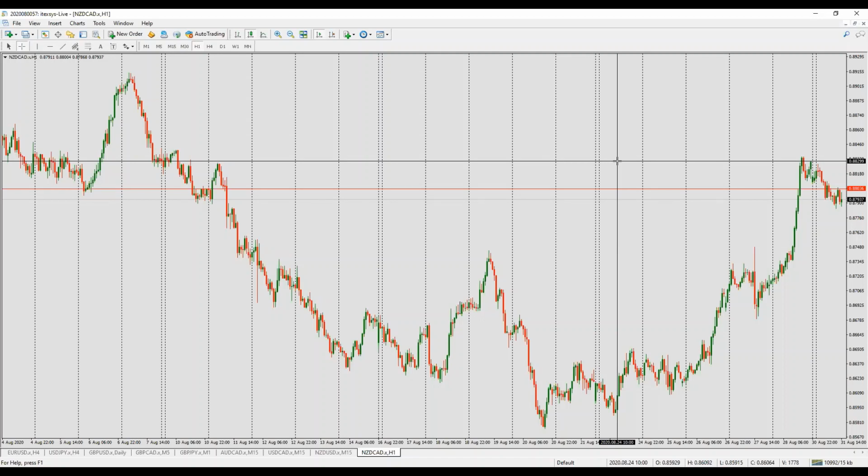Supply and demand levels are great, but once in a while the price also breaks out of these supply and demand levels. Nothing works 100%. And of course, the price during the time creates new levels, new supply, new demand every day or every few days, depending on the time frame we look at.